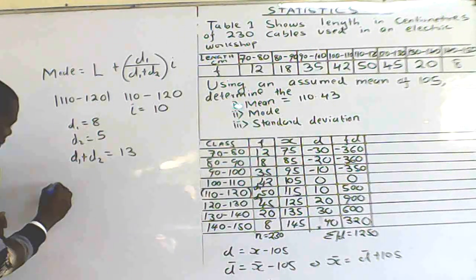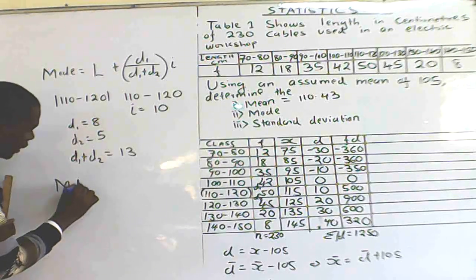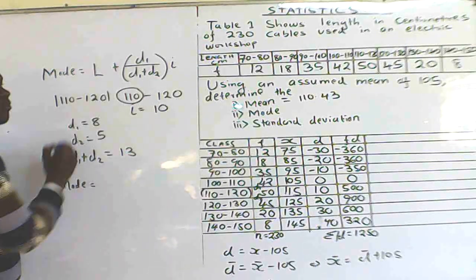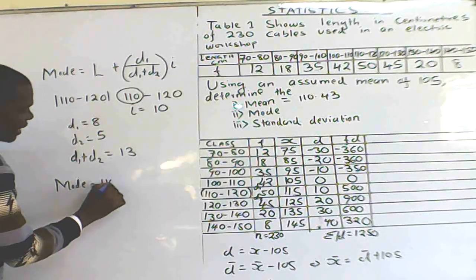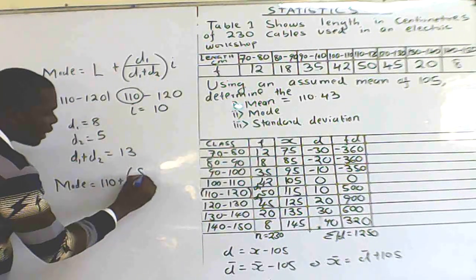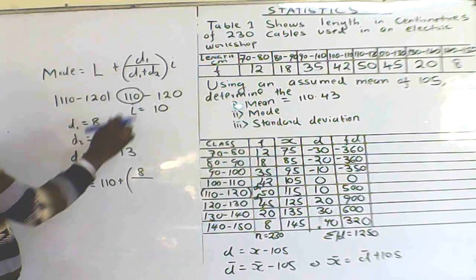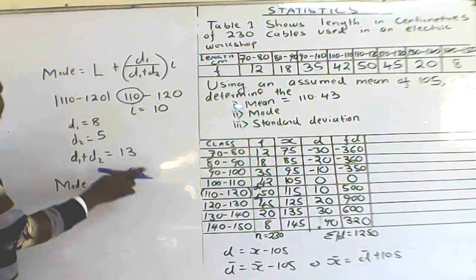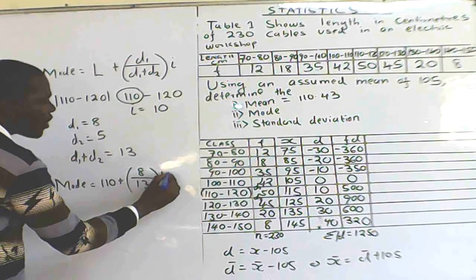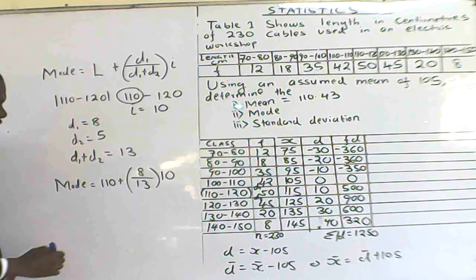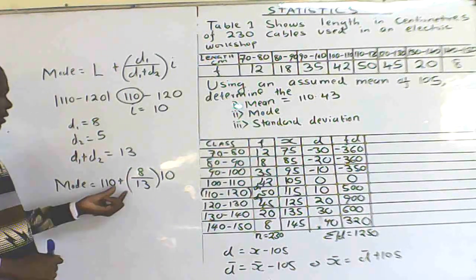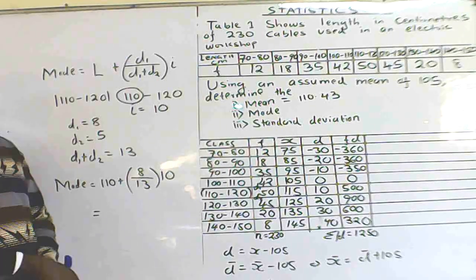Yes. So what is the mode? The mode is the lower class limit of the modal class, and the lower class limit we found to be 110. Then it is D1, and D1 we found to be 8. Then it is over D1 plus D2, and D1 plus D2 we found is 13. Then it is times the class interval, and the class interval we found to be 10. So in the end, what do you get to be the mode? 110 plus 8 over 13 times 10. What do you get to be the mode?